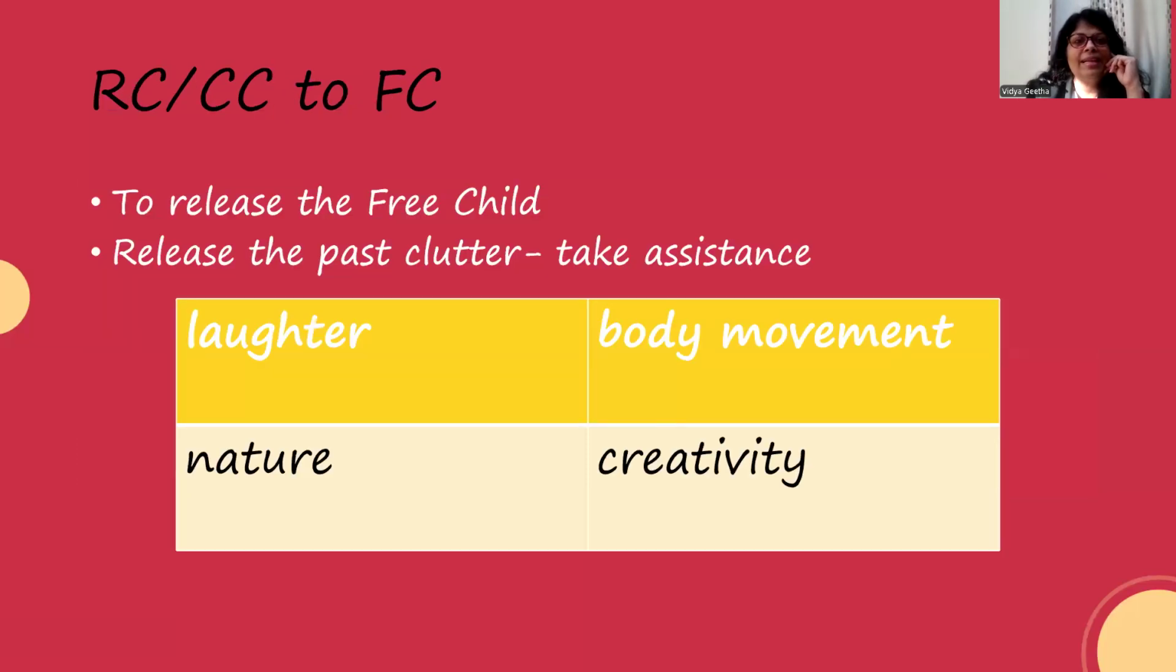Then next is RC and CC to FC. To release the free child, we have two steps. One is release the past clutter, the other is take assistance. Four steps for this: laughter, body movement, nature, creativity. Maybe I will just pause for a moment. After the prayer song, we will continue.